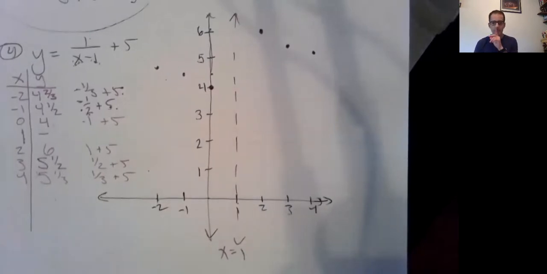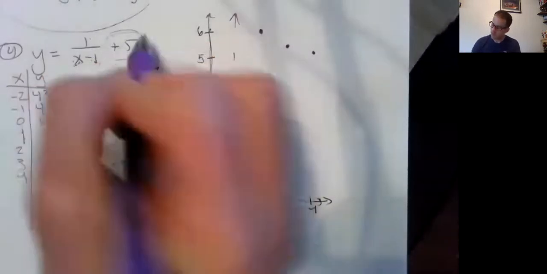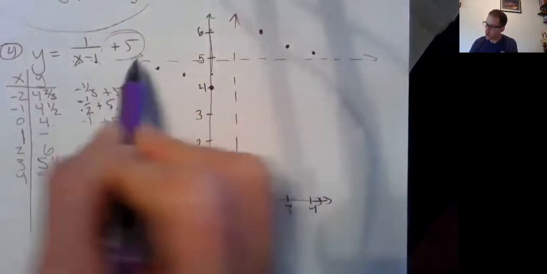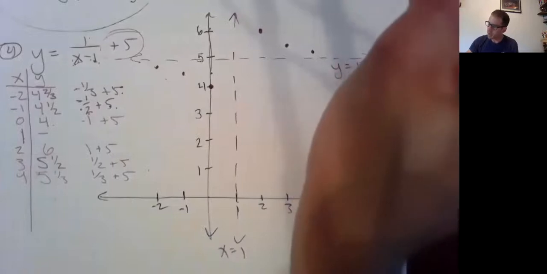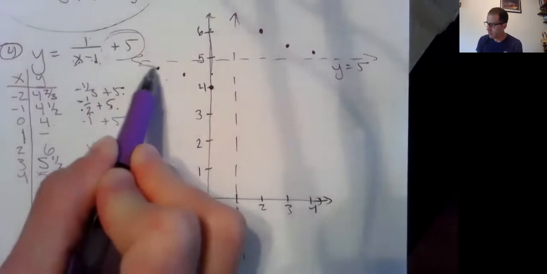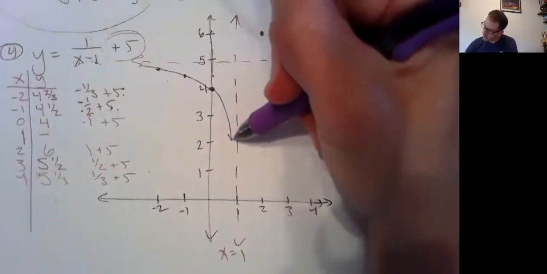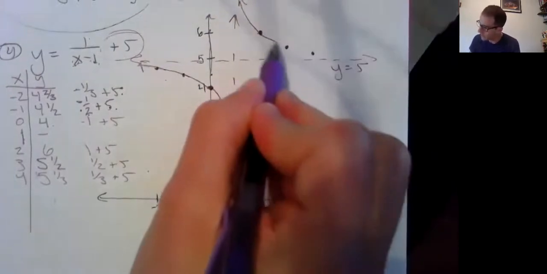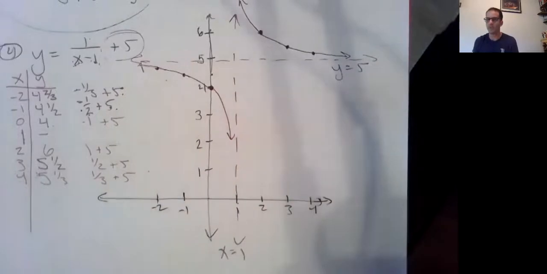But wait, what is my horizontal asymptote? 5. So we go up to y equals 5. We draw our horizontal asymptote, we label it, and now we can fill in our curve. We are not touching, we are not crossing. No touching, no crossing.